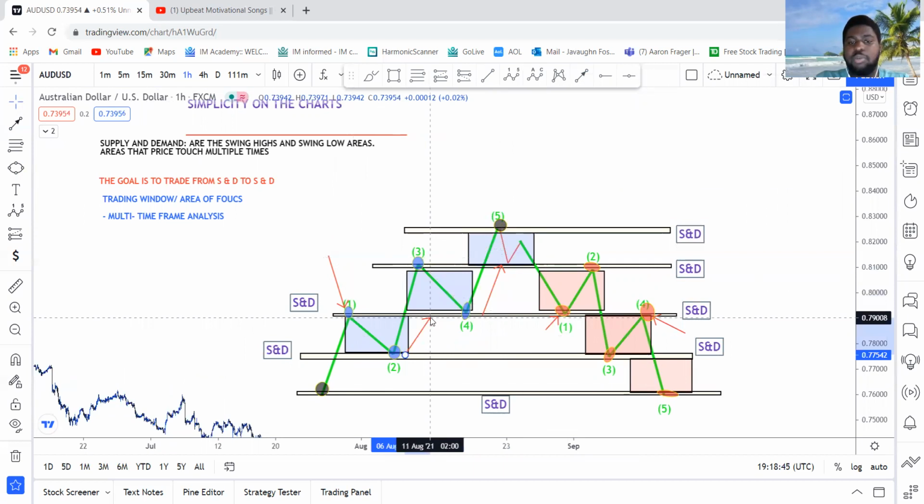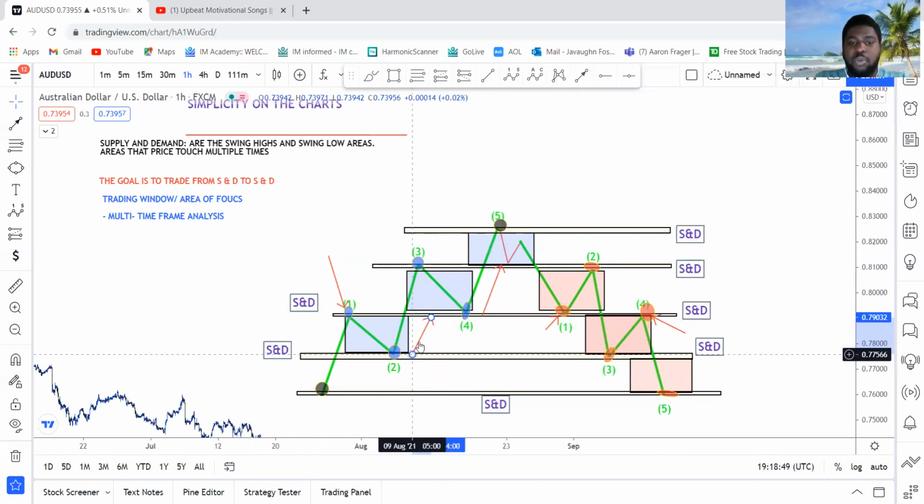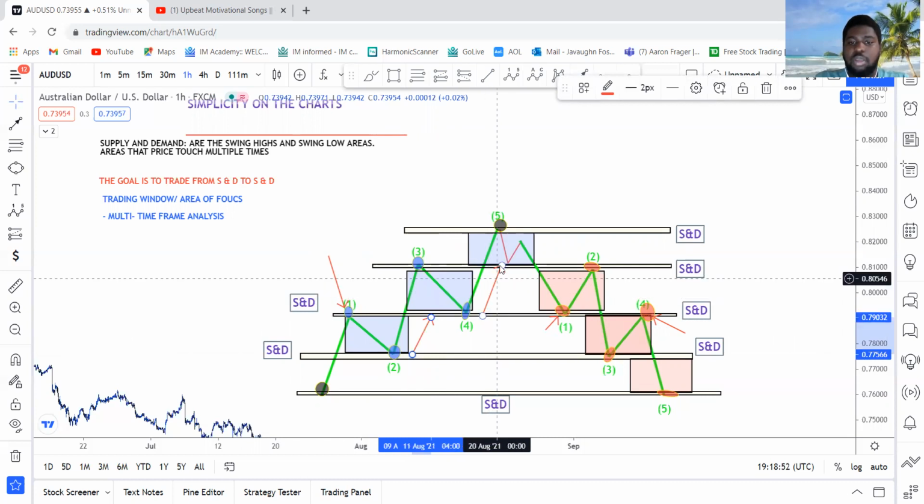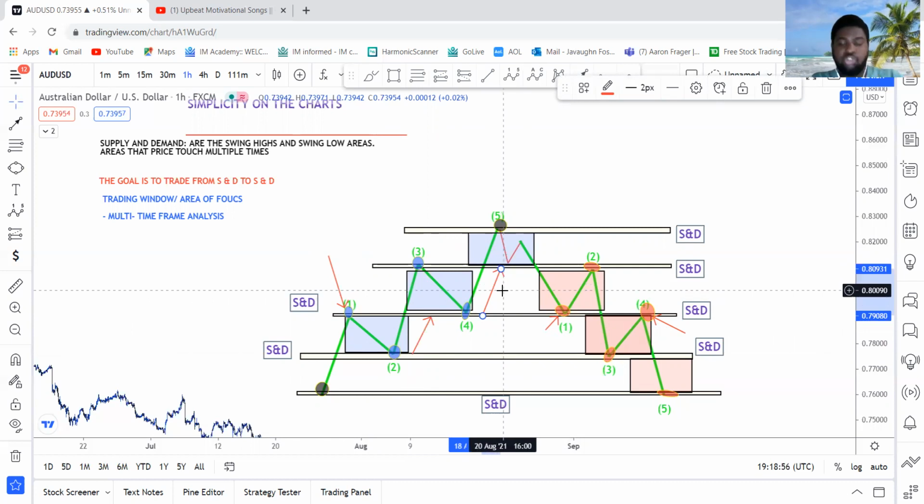Is it possible? Absolutely. But for someone that's new in the charts, you want to take it step by step. You want to make sure you remain profitable. The goal is to remain profitable. The goal is to make sure you're always seeing profit.